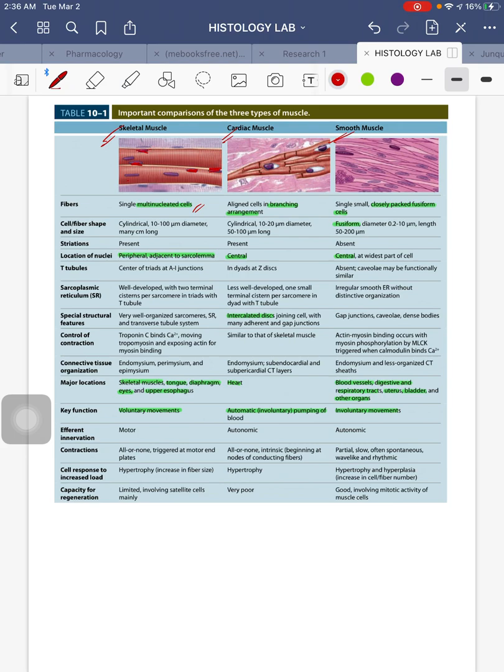Alright, major locations. Your skeletal muscles are found in your muscle groups, your gastrocnemius, for example, your biceps, your tongue, your diaphragm, upper esophagus, because it's mixed, no? Okay, and they function for voluntary movement.